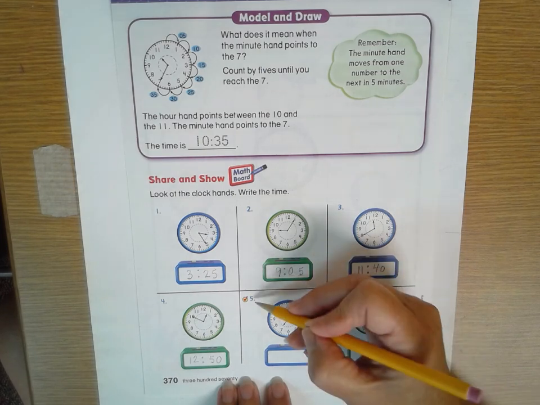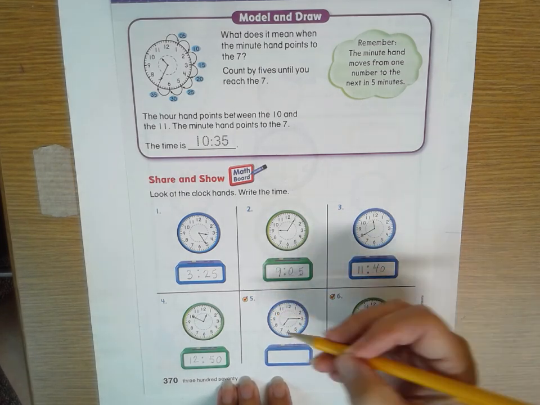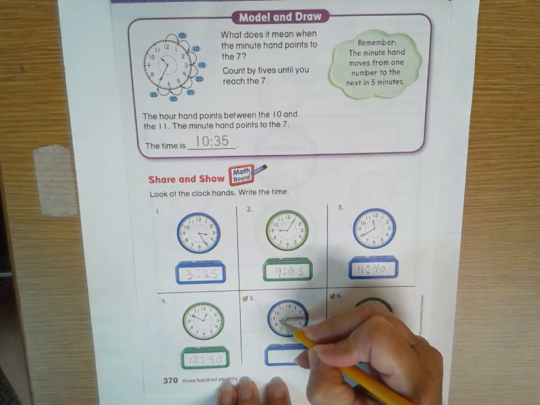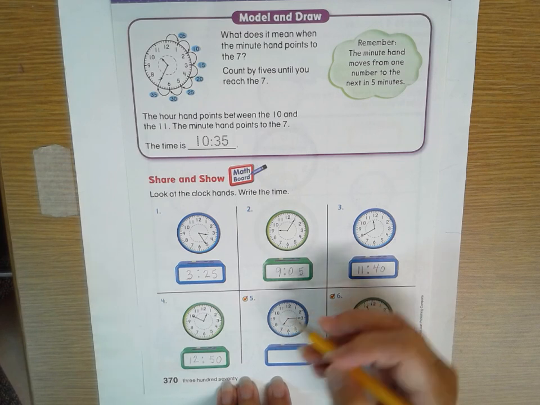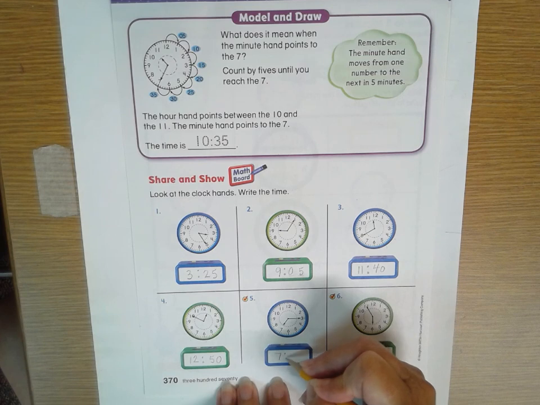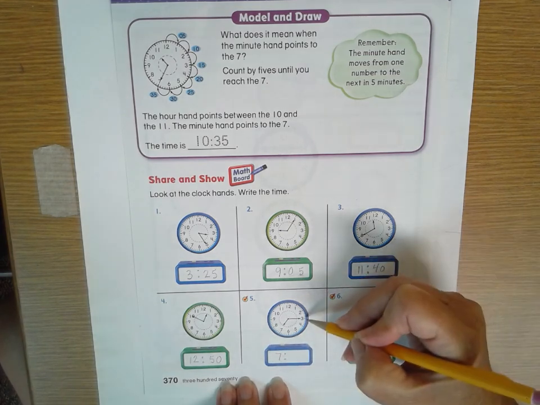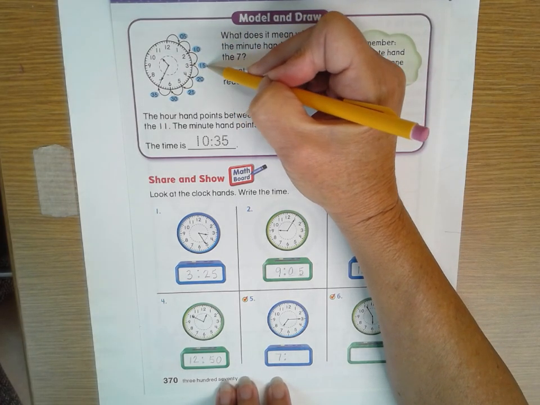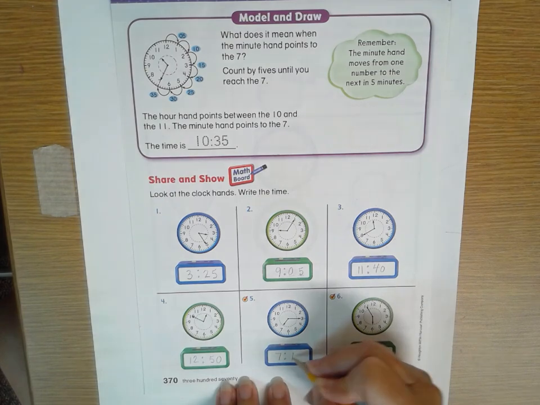Number 5, let's look at the hour hand first. It's just a little bit past that 7, going toward that 8, but it's not there yet. So it is 7. And the minute hand is pointing to the 3. If I look up here, when I'm on the 3, I can see that it is 15 minutes. 7:15.